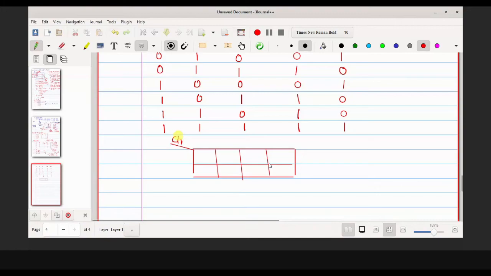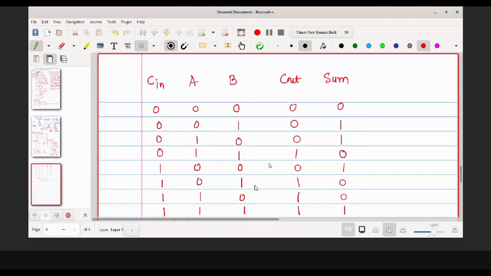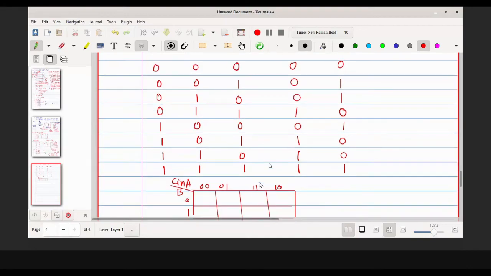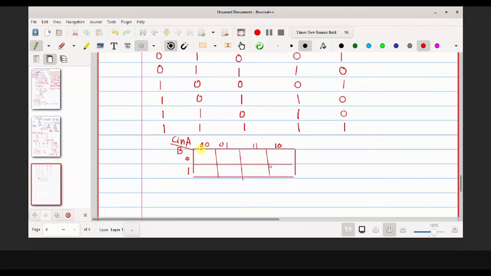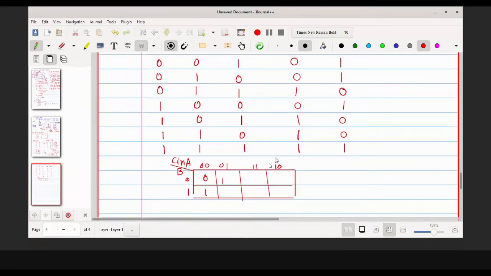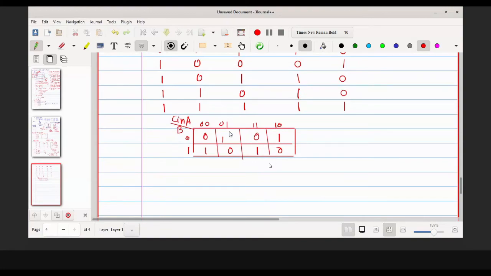So C in, A and B. C in I have taken as MSB. So let's say I do it for sum. So it is 0 1 1, okay, so 0 1 1, 0 1 double 0 1, 0 1 double 0 1. Okay, so diagonal elements cannot be grouped, so I have to keep these things separate.